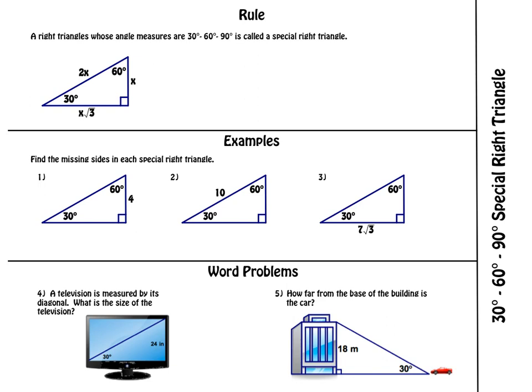Alright, ladies and gentlemen, these notes cover special right triangles, specifically 30-60-90 right triangles and 45-45-90 right triangles. But we're going to start with 30-60-90s. These particular triangles have very specific characteristics in terms of their side lengths.